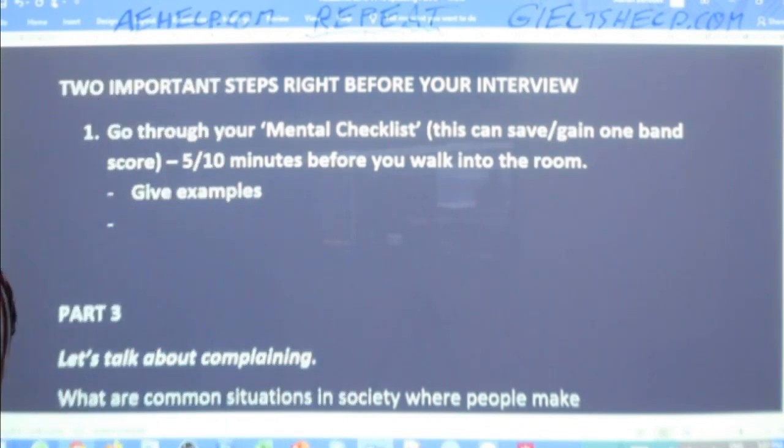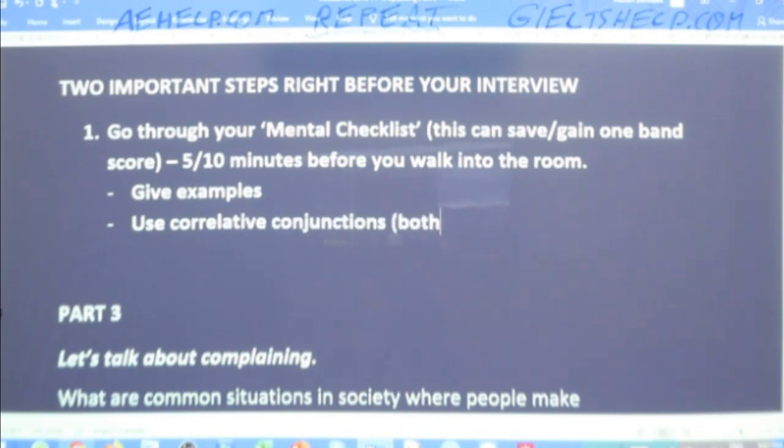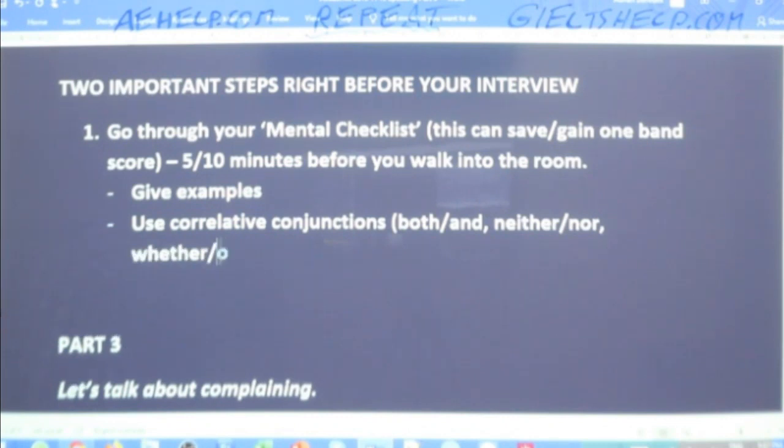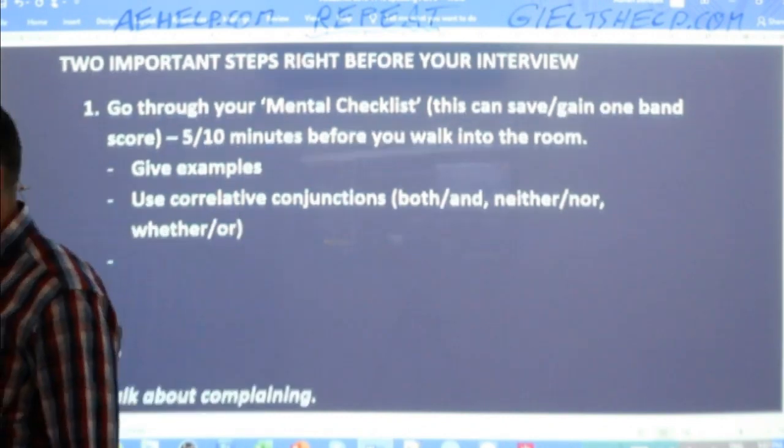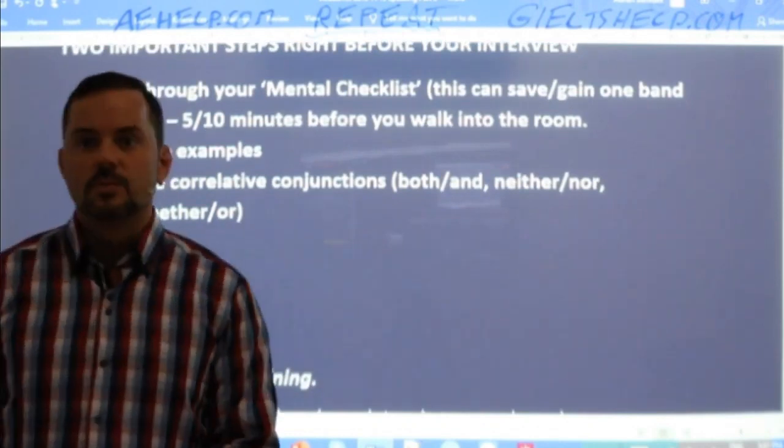Or maybe you often forget to use correlative conjunctions. So on your mental checklist, you might have use correlative conjunctions, okay? Which means using both and, neither nor, whether or. Using correlative conjunctions can help increase your score, all right? Helps your fluency as well.